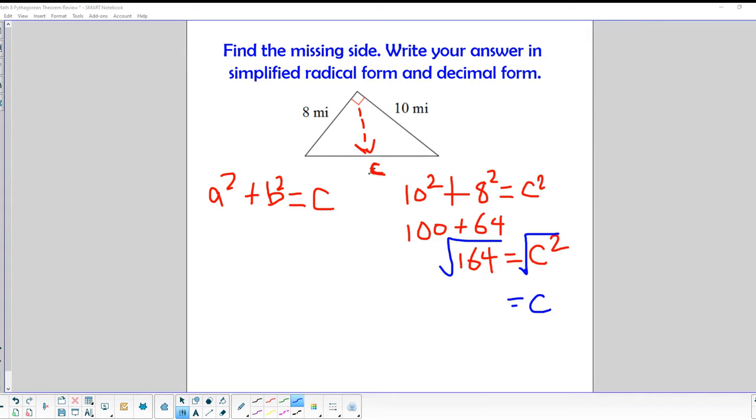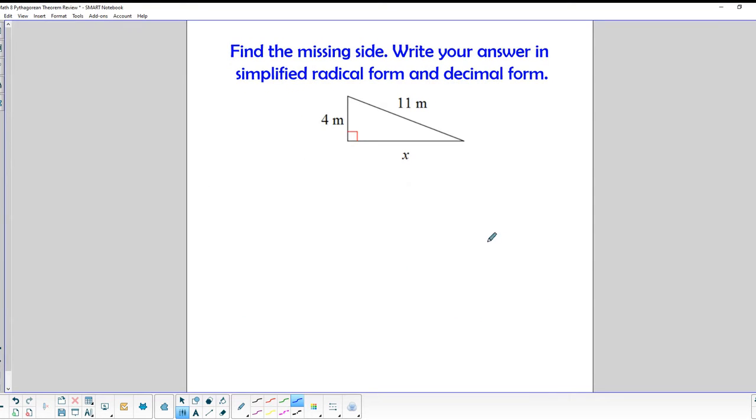So we usually have you round to the nearest tenth or the nearest hundredth. So if we round to the nearest hundredth, this would be 12.0, or excuse me, let's go back to the calculator, 12.81. That would be to the nearest hundredth. To the nearest tenth, it would just be 12.8.